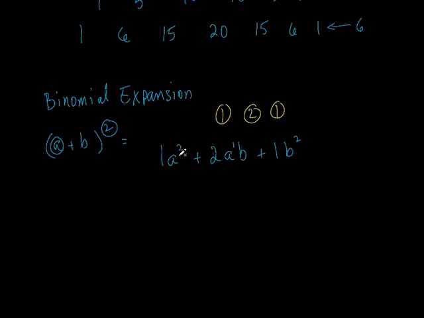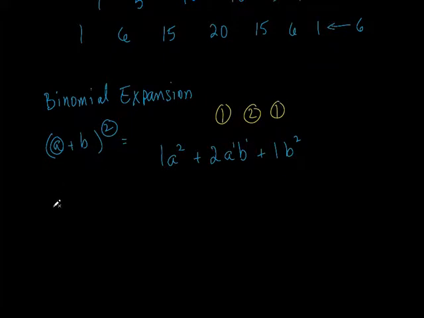Look at the b. There's no b here, is there? So it actually started off b to the 0, and then it went b to the what? First, and then it went b to the second. So the first one starts at the highest power, works its way down. Okay, and then the second one starts at the lowest power and works its way up. And how do you know what numbers go out in front? These numbers from the Pascal triangle.